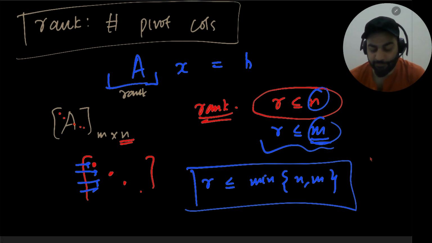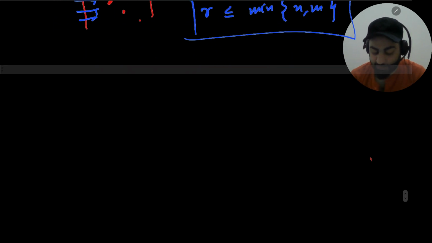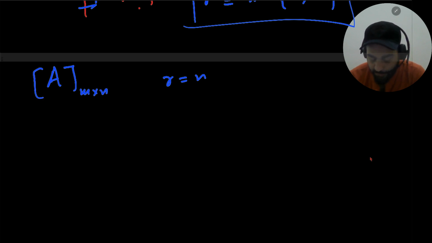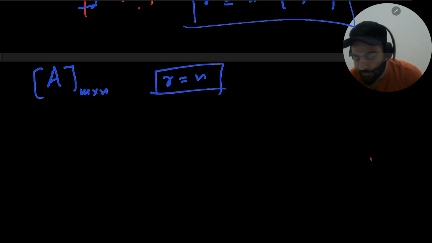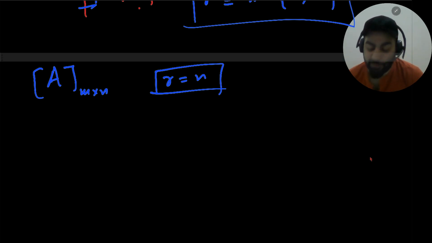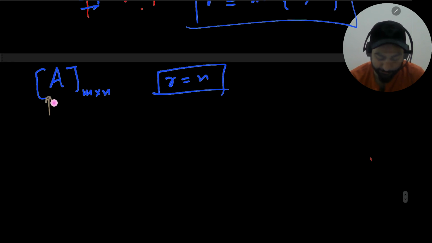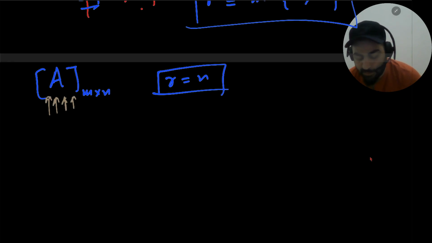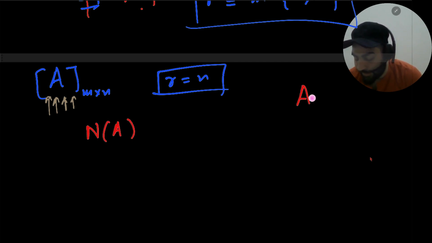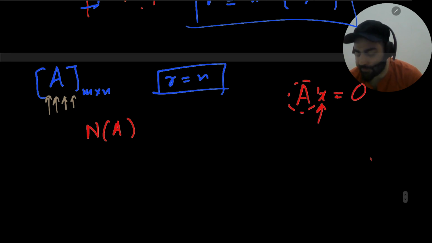Salim? Yes, sir. Nice. So now let's take a matrix whose rank is n. We had a matrix A with m rows and n columns, and I'm saying the rank is equal to n. If the rank is equal to n, that means every column is a pivot column. Every column in this matrix is a pivot column. I am trying to find the null space of A, that is, the solutions of Ax equal to 0, all the values of x for which Ax becomes 0.